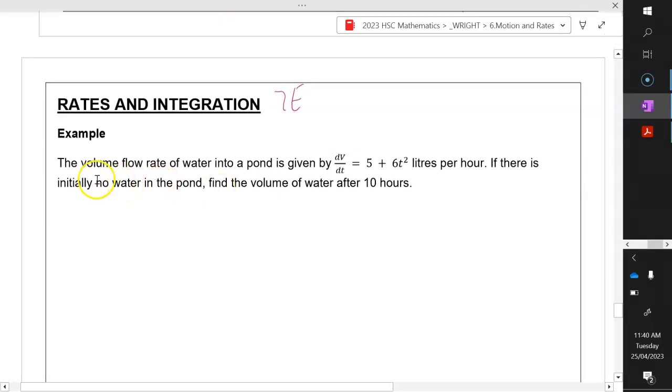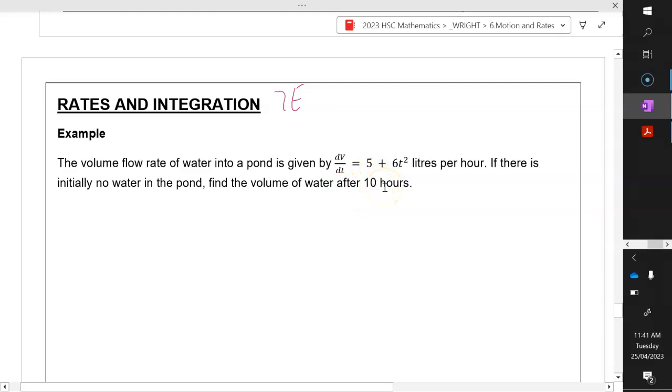The example says, the volume flow rate, so here's our note, we're looking at a rate of water in a pond, is given by dV/dt, so the rate of flow of volume with respect to time, is equal to 5 plus 6t squared, in litres per hour. If there is initially no water in the pond, find the volume of water after 10 hours.